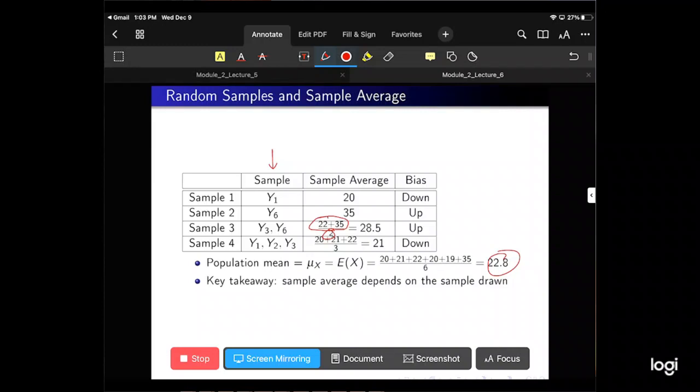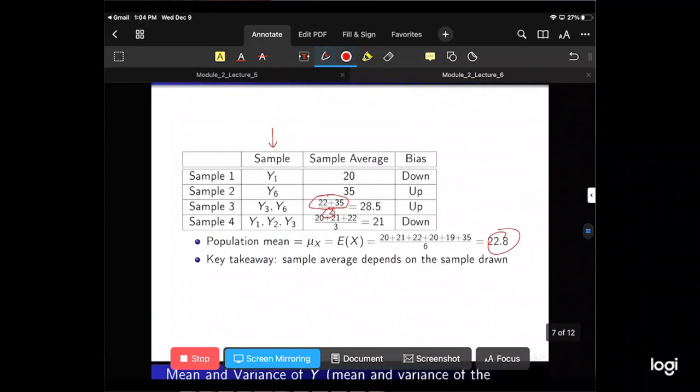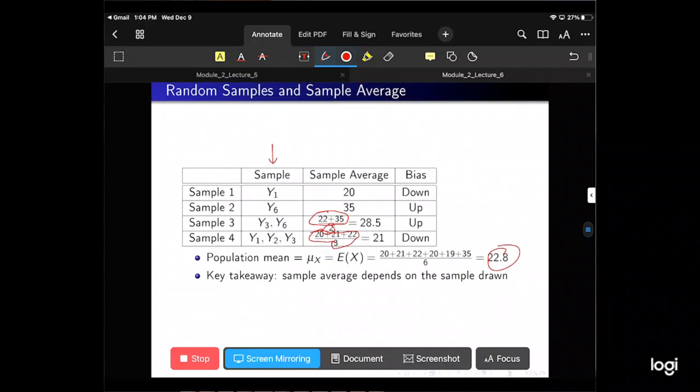We're going to continue on this path. Now we're going to sample 3 individuals for sample 4, and we roll the die 3 times. We get 1, 2, and 3. We're going to take the ages of the first 3 people, so 20, 21, and 22. Then we sum those up and divide by the number of people in our sample. 20 plus 21 plus 22 is equal to 63, divided by 3 is equal to 21. And the bias here is downwards relative to the population mean.